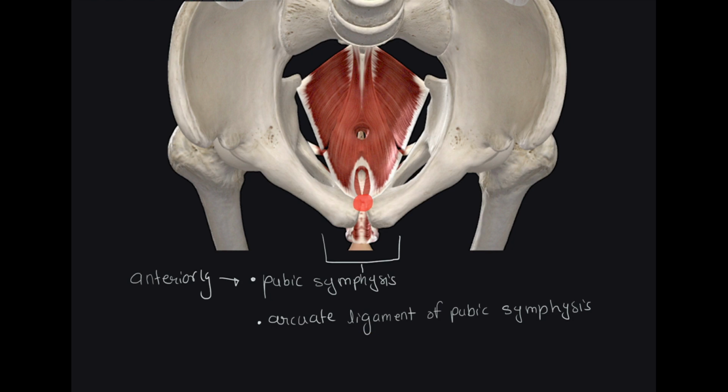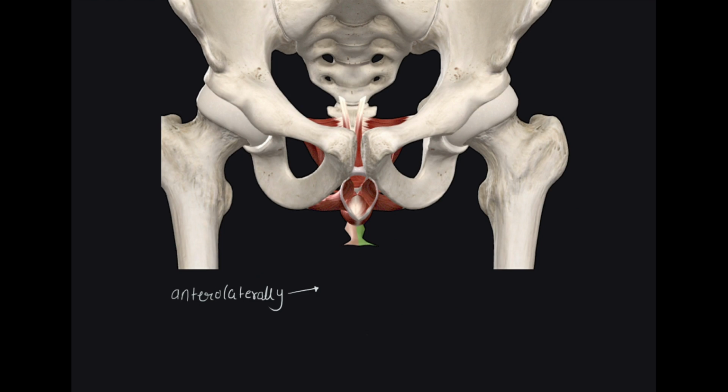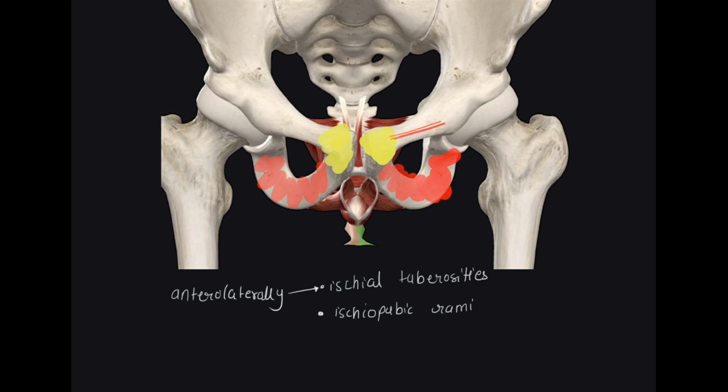Then let us look at the anterolateral relations here. Anterolateral means towards the side. So towards the side, what can we see? We can see these structures right here. And what are these structures called? These structures are the tuberosities of the ischium, or the ischial tuberosity. Then we have the rami of the ischiopubic bone. So this bone right here is the pubic bone, and this one is the ischial bone. And they give rise to a rami, and this one is the anterolateral relation.